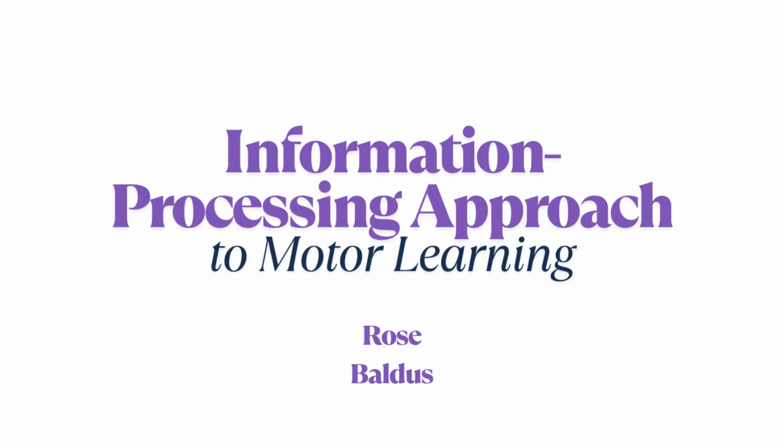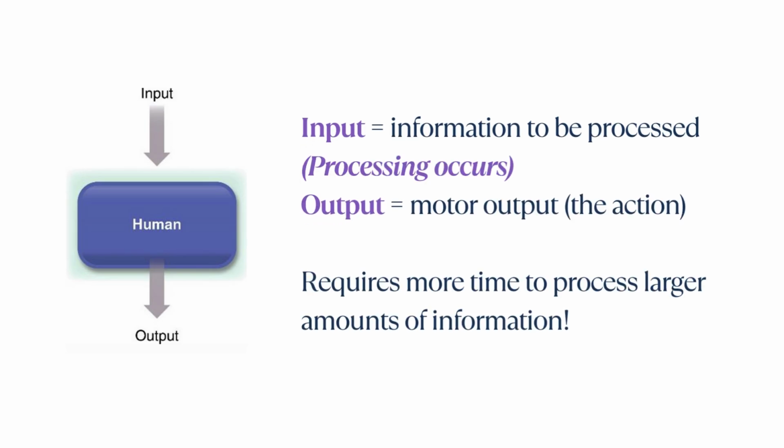Hi, so my topic is the information processing approach to motor learning. Humans process information in a similar way to a computer processing information. The input is the information to be processed. The input is gathering information from the environment through your senses, including visual, auditory, tactile, etc.